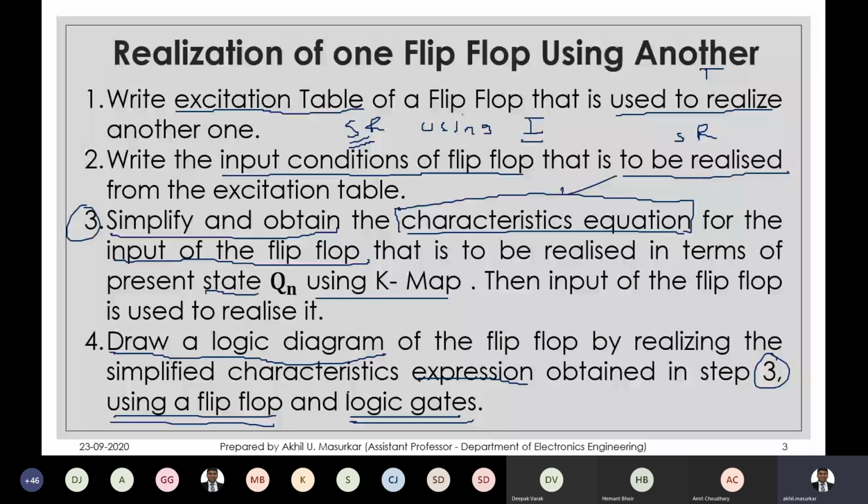So this point is also important. They're very critical points. Input of the flip flop is used to realize the characteristic equation.